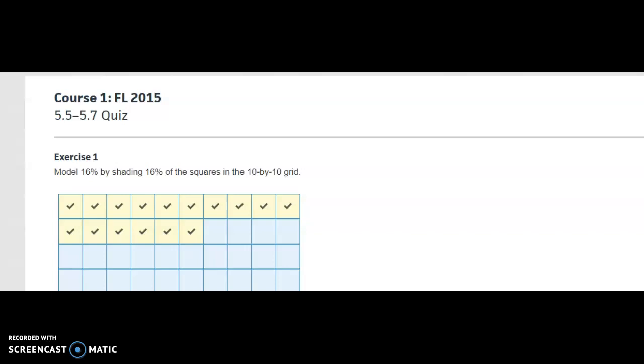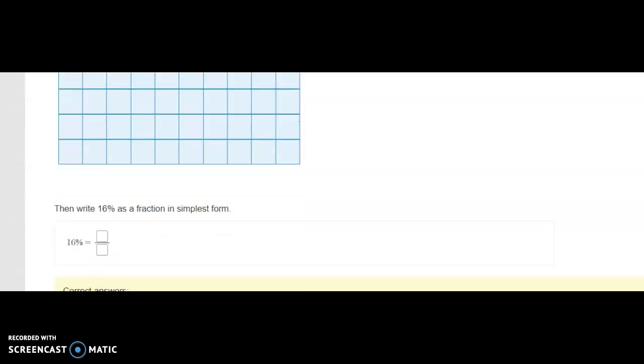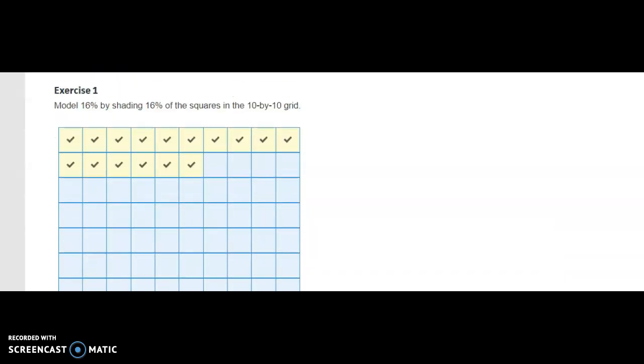Good morning. So we're working on the 5.5 to 5.7 quiz, and oh my gosh, it's such an easy one. When we look at it, it says 16%. So when we think of 16%, we think of 100. 16 out of 100 means 16 little boxes will get checked.